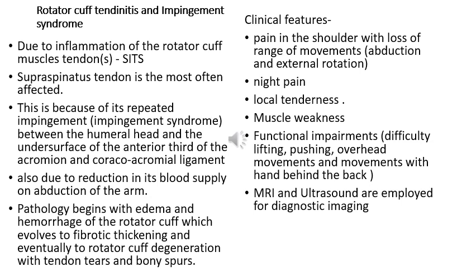The clinical features include pain in the shoulder with loss of range of movements, especially abduction and external rotation. Night pain is present, sleep is disturbed, there is local tenderness and muscle weakness, and functional impairment, with difficulty in lifting, pushing, or overhead movements like the cricket bowling action.